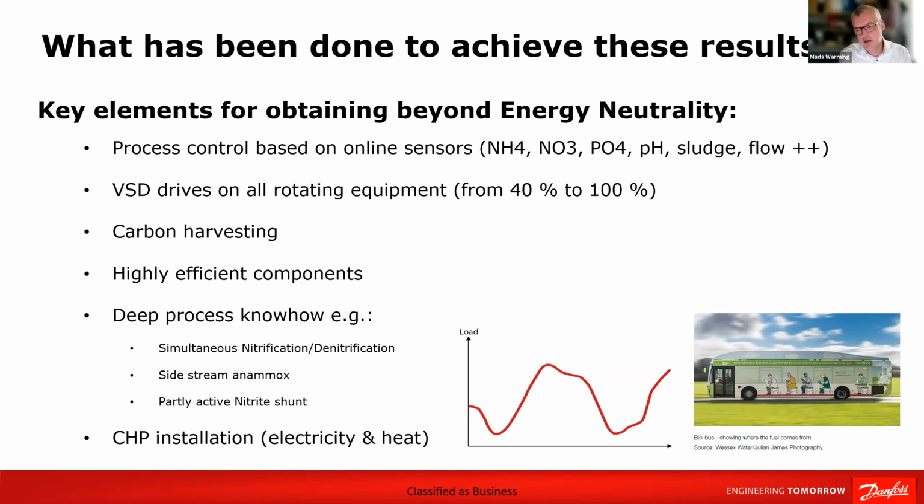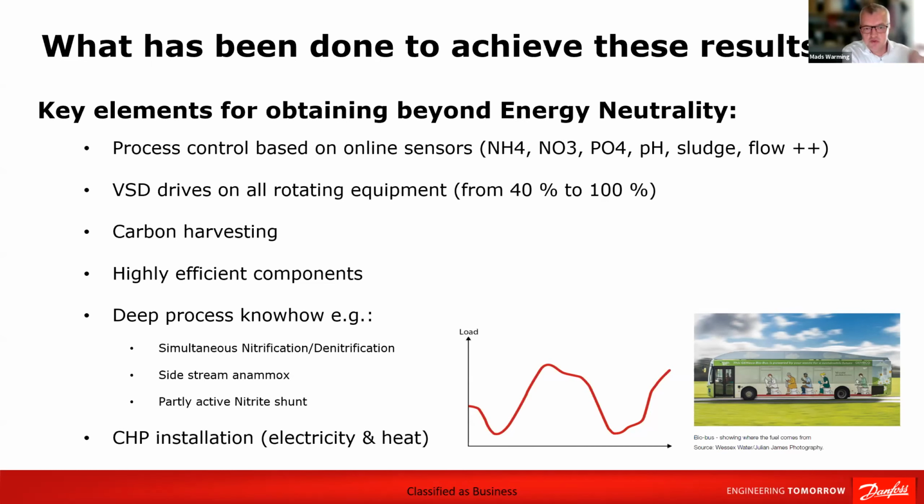And there's a trick to how you can get into that position, which we maybe can take at another time. The other thing is that there is variable speed drive on everything which can move, so they have full controllability. They are looking very much into what we call carbon harvesting. That means to take really the energy out in the primary sedimentation. They of course use highly efficient components. There's process know-how, which is pretty deep, but which you basically only really can use if you have this controllability.